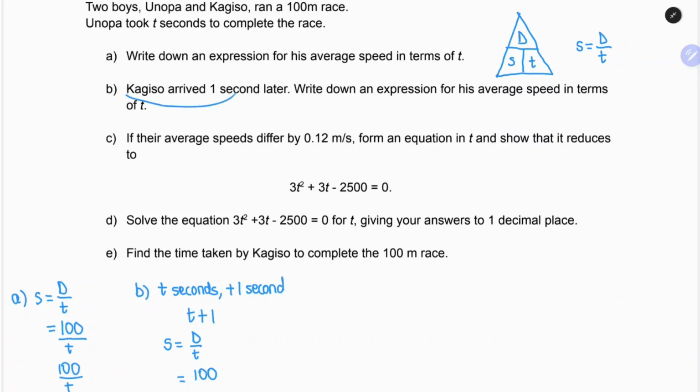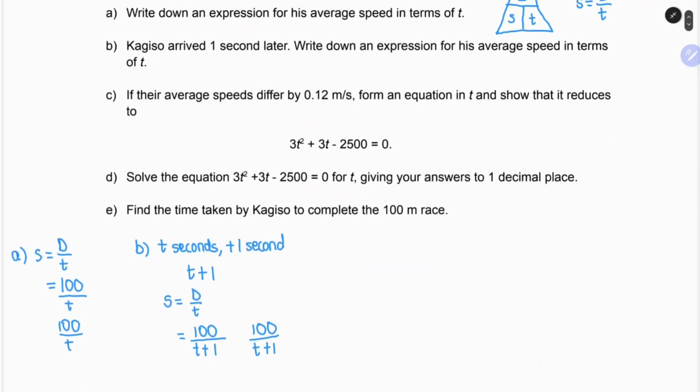And then what is the time that Kagiso took? This is the time which we wrote right here. He took t plus 1 seconds. So t plus 1. And then I will just rewrite it again because of the equal sign. So 100 divided by t plus 1, or let me drop down a bit, 100 divided by t plus 1 in that manner. And then that is the expression for his average speed.